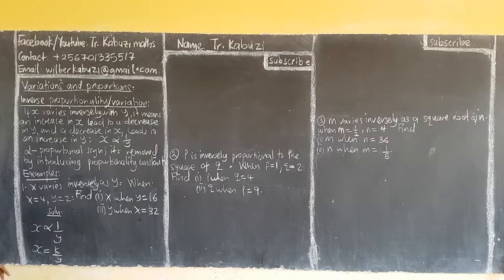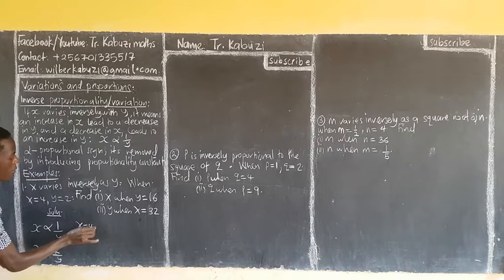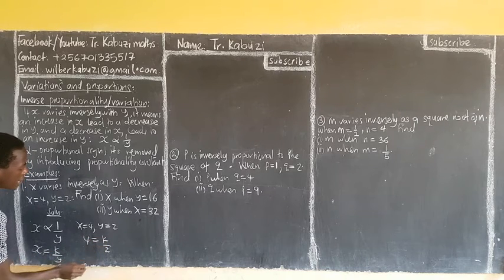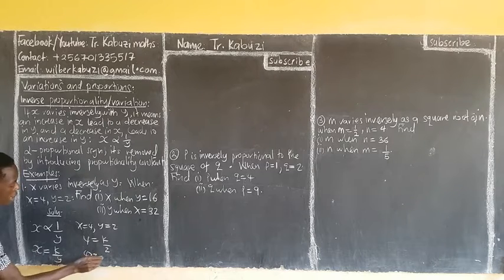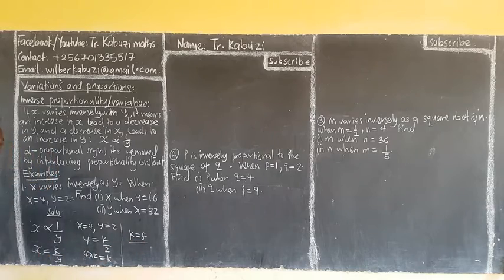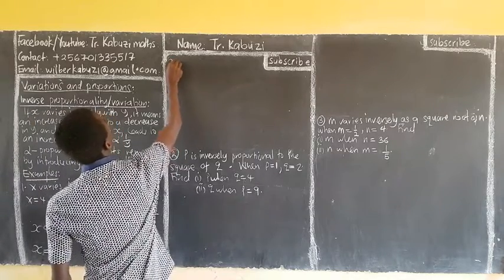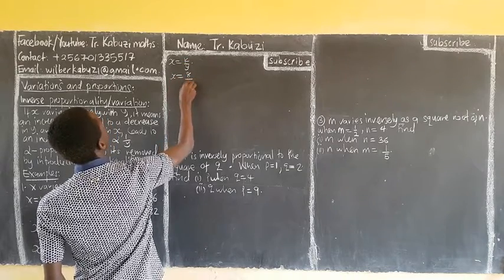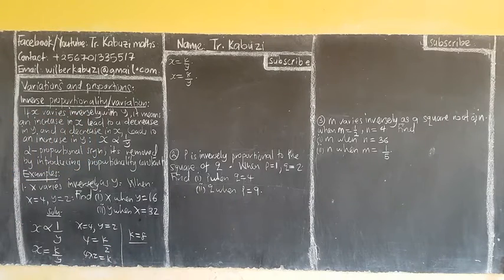Now they are telling us that when x is 4, y is 2. Now we want to get the value of k. So we shall put here, from our x, 4 equaling k over 2. So that we shall have 4 times 2 equaling k, and from here our k will be 8. So writing it back, my x is k over y, and that my x will be 8 over y. As simple as that.